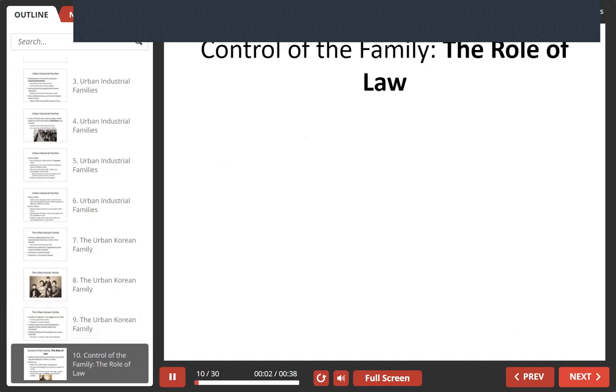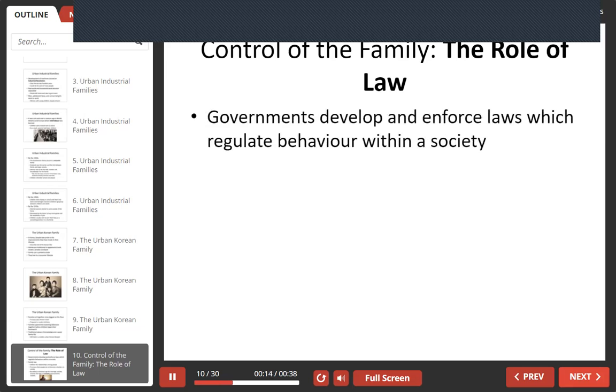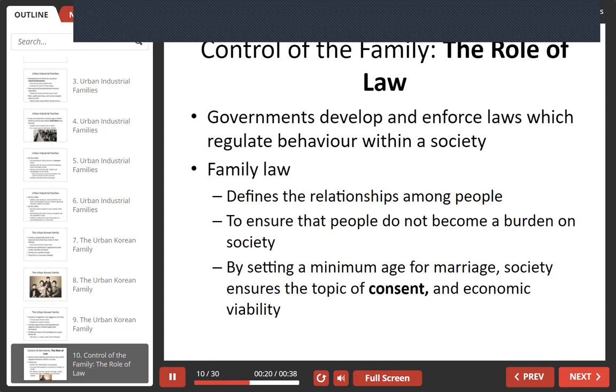Now, throughout the next few slides, we're going to be looking at control of the family and the role of many things which contribute to the family. So the first one we're going to be looking at is the role of law. Governments develop and enforce laws which regulate behavior within a society. Family law defines the relationships amongst people to ensure that people do not become a burden on society.